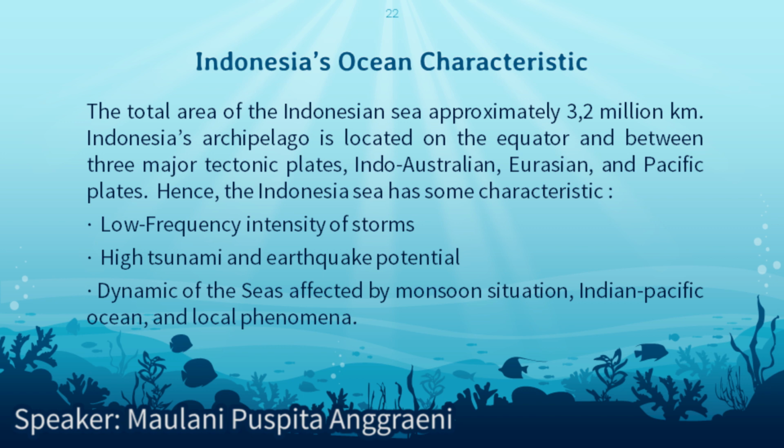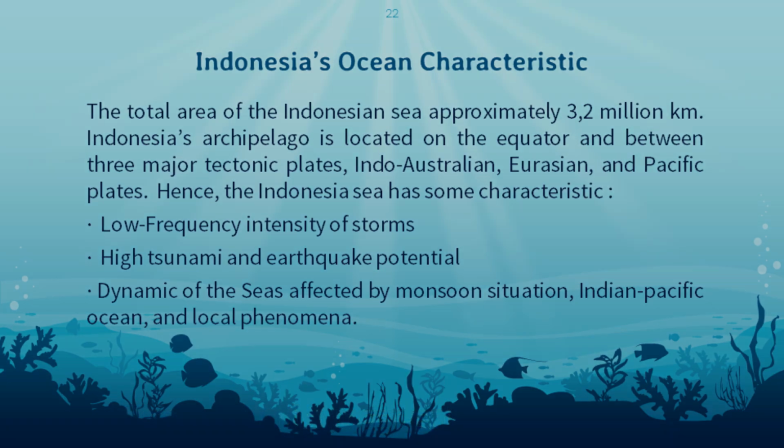Due to geographical situation, the atmosphere, ocean, and features of the Indonesian Sea are affected by monsoon conditions, Pacific-Indian Ocean connection, and local phenomena. The last characteristic of the Indonesian Sea is low frequency and intensity of storms. Indonesia is located on the equator. Based on the consolidated history of tropical storm paths over the past 50 years in the Asia-Pacific region, the area along the equator is largely unaffected by major storms.